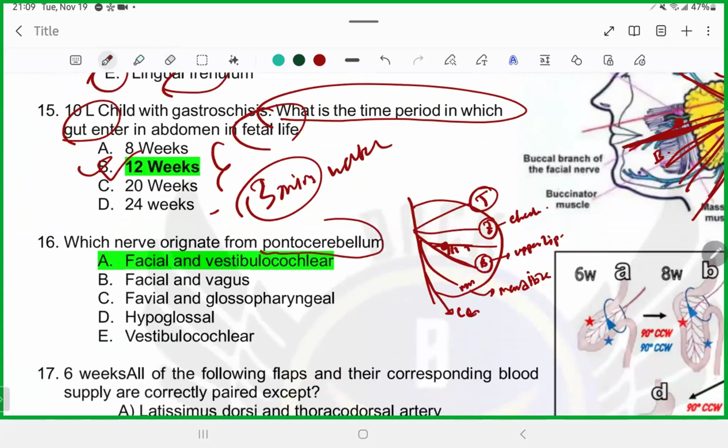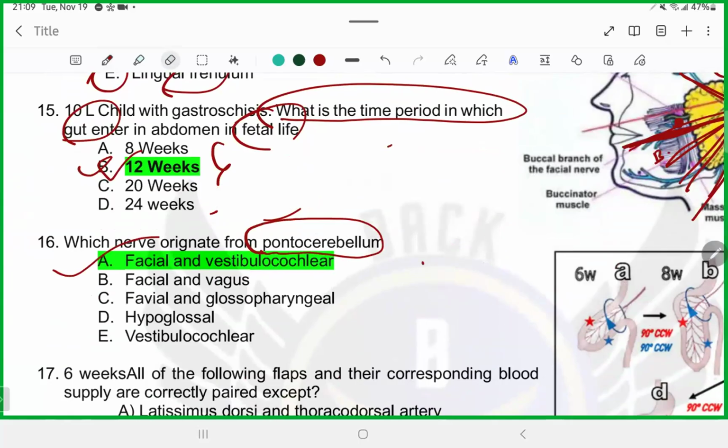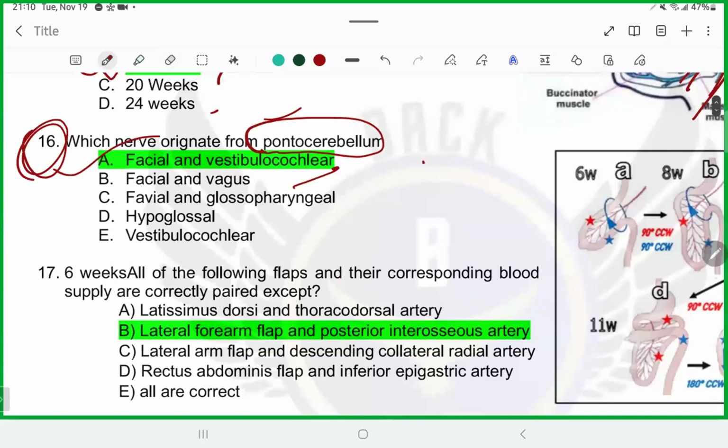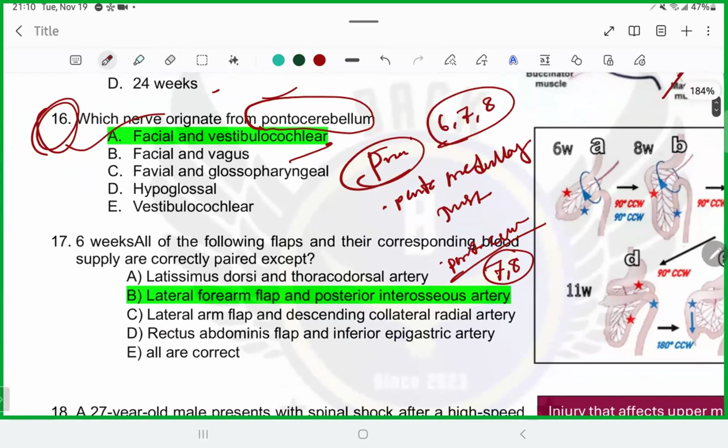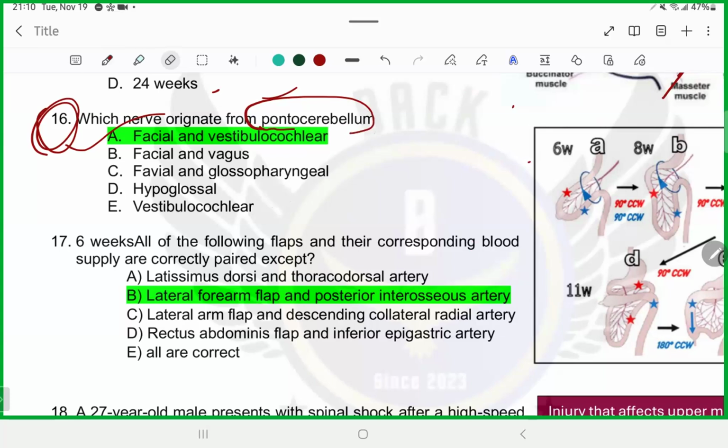Which nerve originates from the pontocerebellum? Facial and vestibulocochlear. We all know it. Okay, I will show you a picture of it. Just post if you have more questions about it. You can post it in the question posting group. I will provide a photo with which nerves originate from the pontomedullary junction. Pontomedullary junction: 6, 7, 8, and pontocerebellum only 7, 8. We just need to remember these two. Still, we have a picture, but if you need it, ask for it.